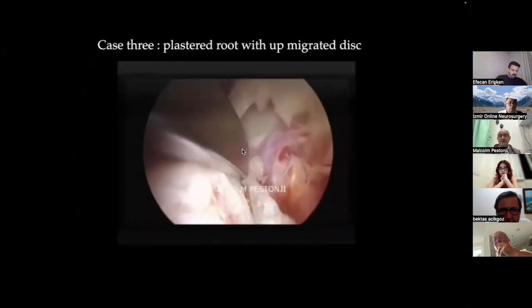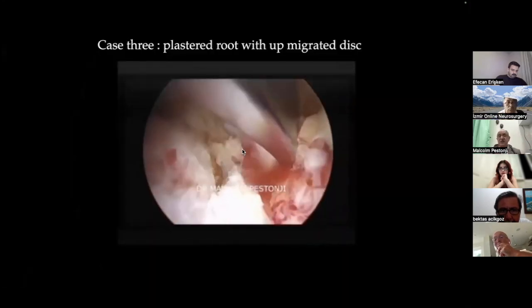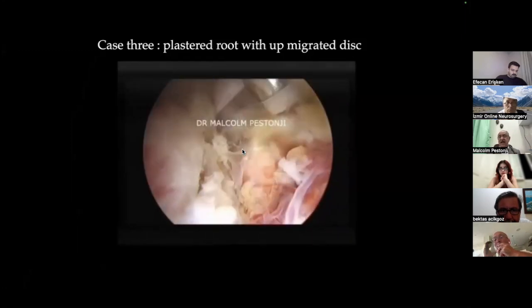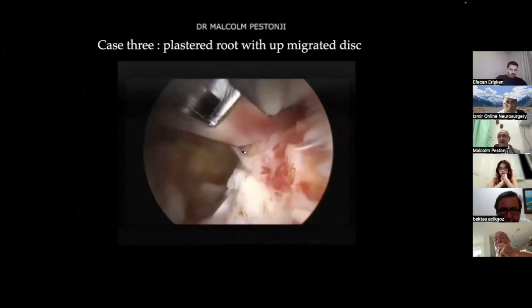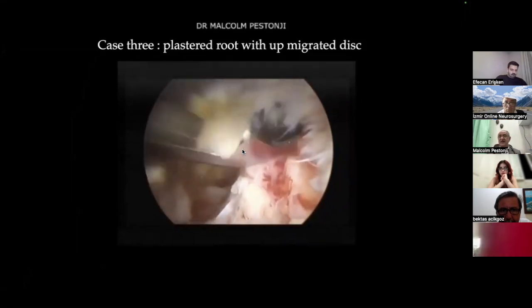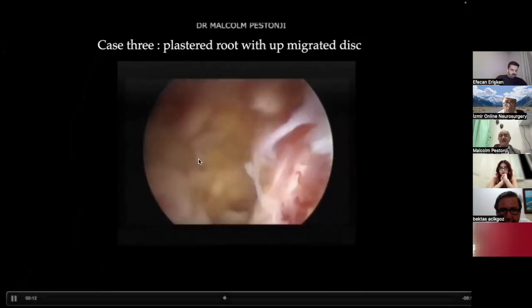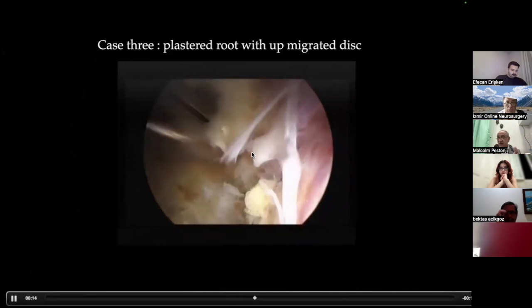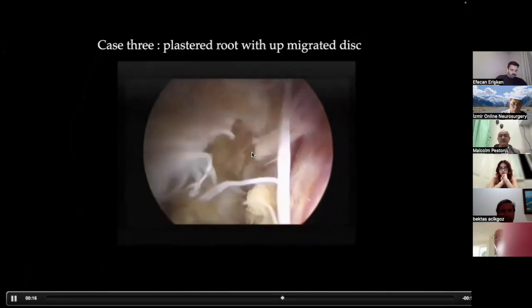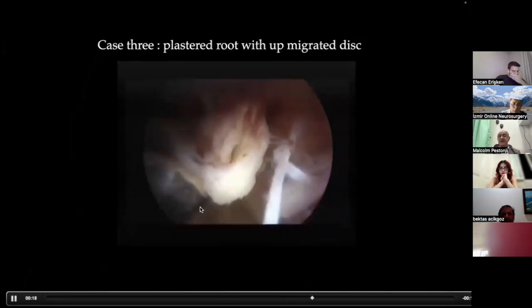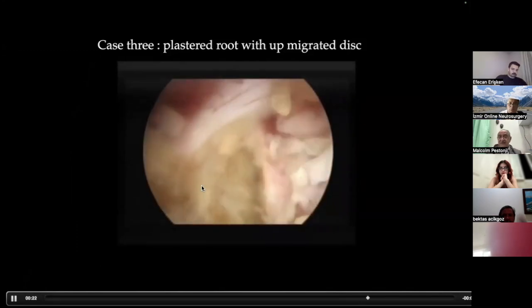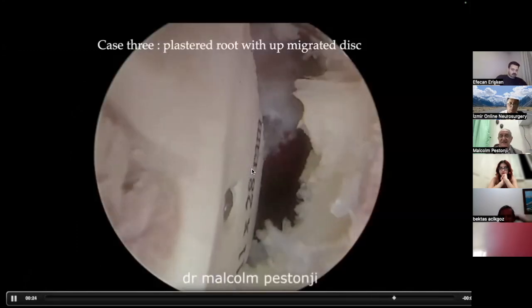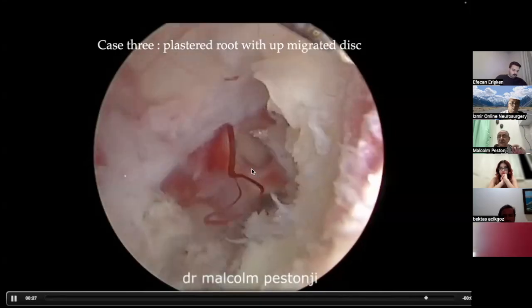See this. See how badly this root is plastered. See these vessels that are plastering this root to the discal surface. Unless I cut these, unless I free these, then remove the up-migrated fragment. I've shown this video to you in the past. And then put in a cage and then finish the fixation of this patient. But this plastering to the dural surface, to the discal surface by the veins was so important.